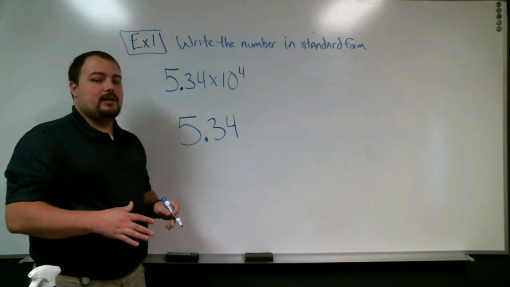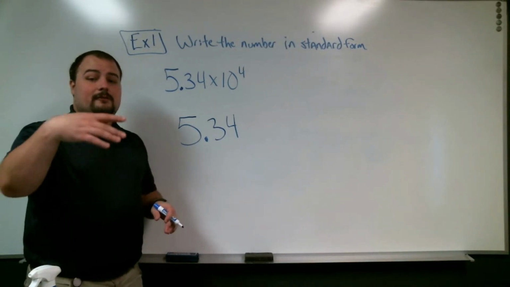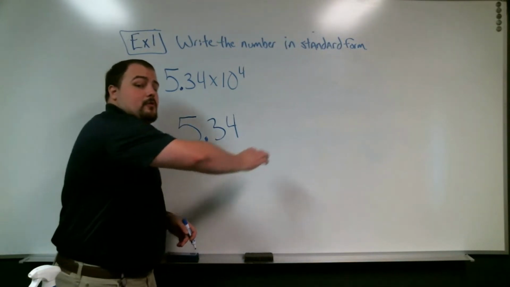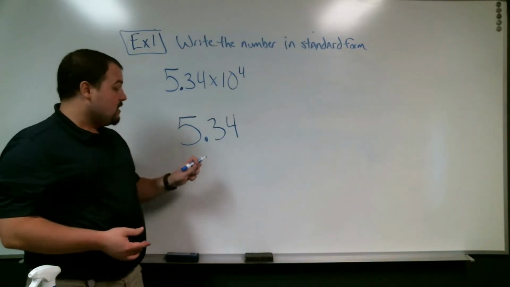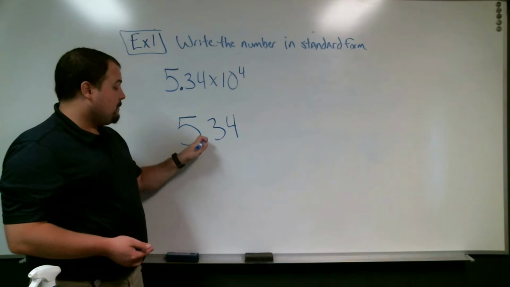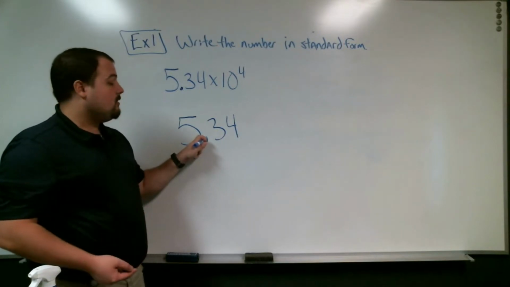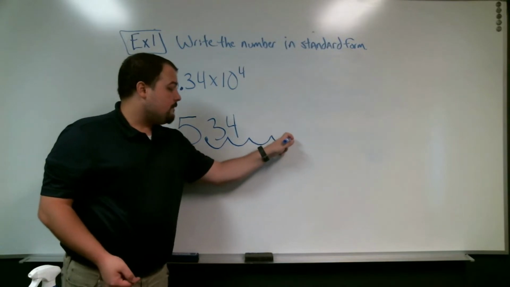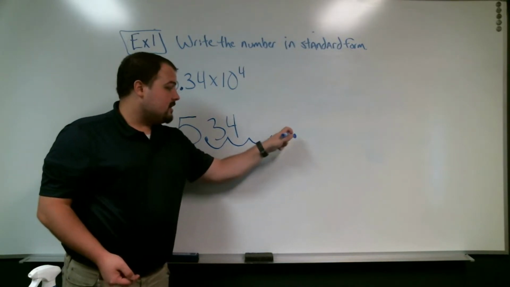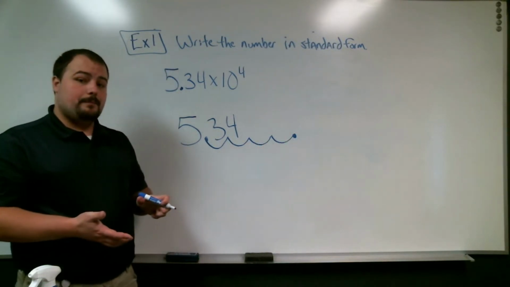Now on the previous slide, what I talked about was I said that if we have a positive exponent, then we're going to move the decimal to the right as many times as we see this number here. So what we would do is we take our pen, put it right there on the decimal, and we're going to move it 1, 2, 3, 4.